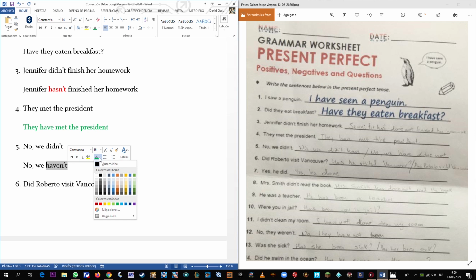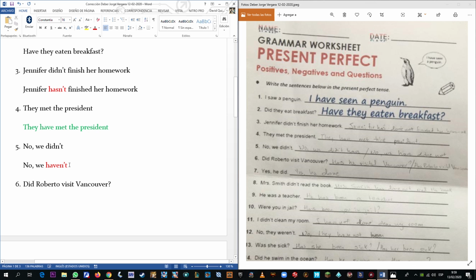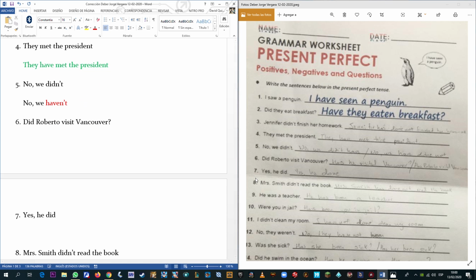This would be the problem in our student's answer. No, we haven't. No, we haven't is the correct one. No, didn't. We just leave it like this. No, we haven't. Let's go to the sixth sentence.